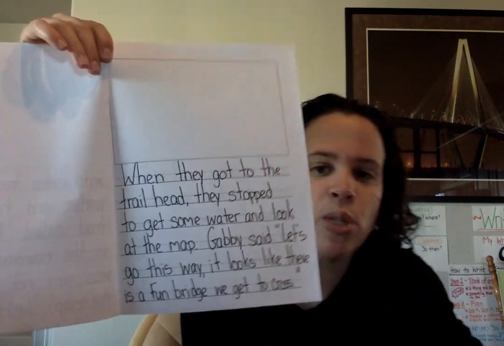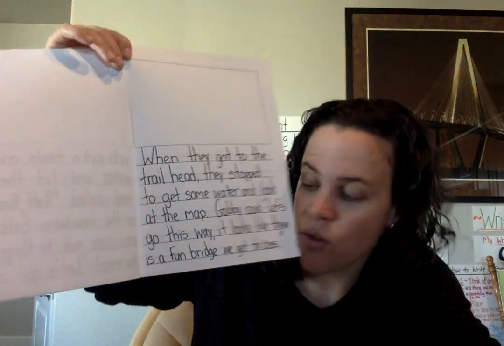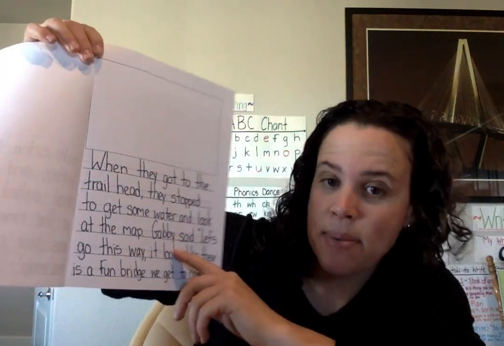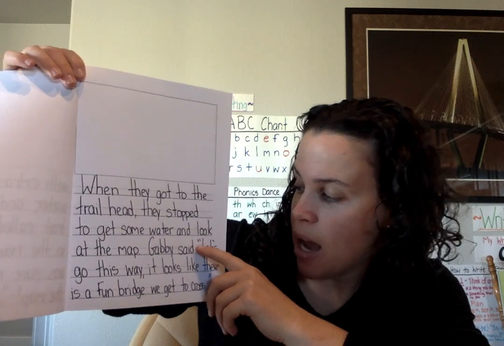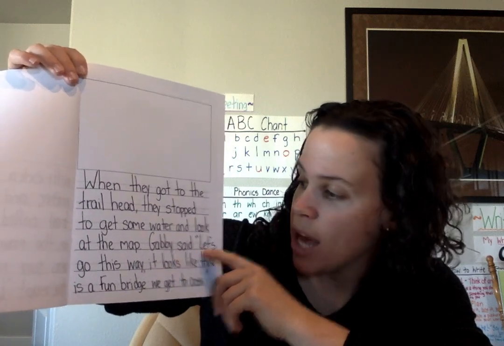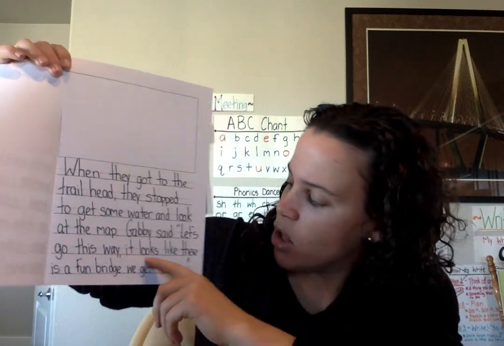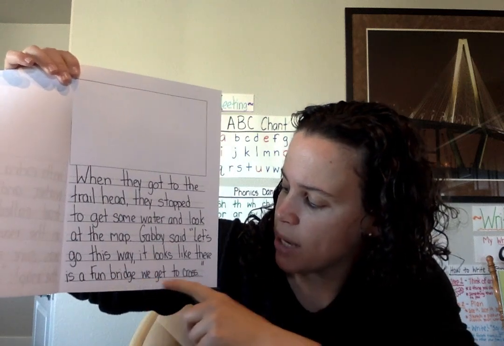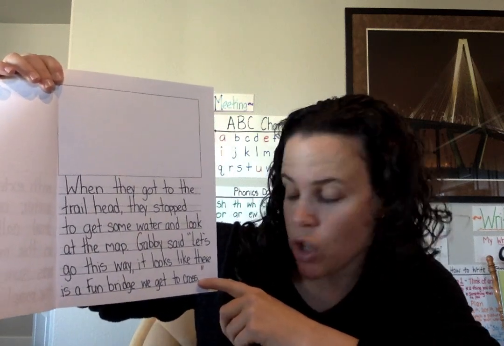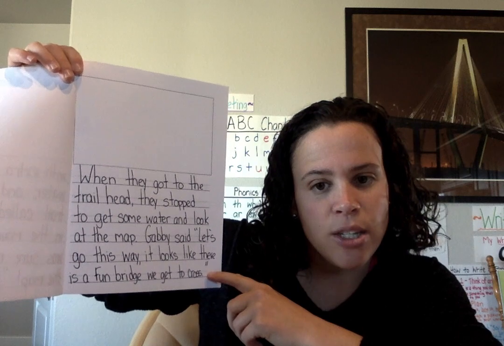So if I show you this page, okay, you can see where it says, Gabby said, and then starting with my first quotation mark, "Let's go this way. It looks like there is a fun bridge we get to cross." And that was the end of her talking, so I put a period and a quotation mark.